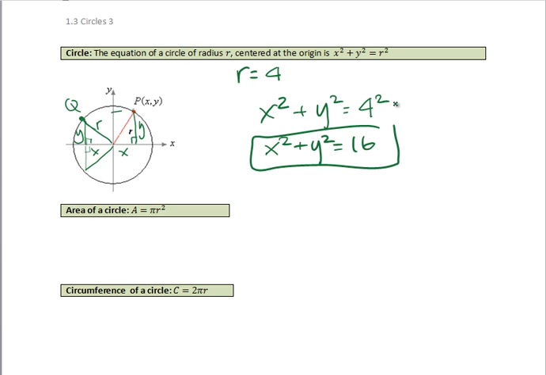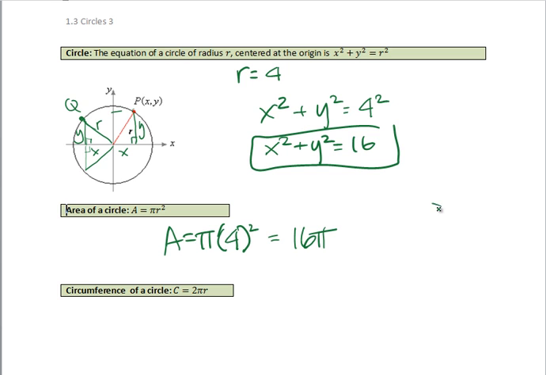Another two formulas that will come up quite frequently are the area of a circle and the circumference of a circle. Memorize these, they do come back in calculus and beyond. The area of the circle is pi r squared. So if our radius is still 4, the area is equal to pi times r squared, which is 4 squared, and that is 16 pi. And we just leave the pi. We don't substitute in 3.14 to deal with decimals. We just leave it as 16 pi.